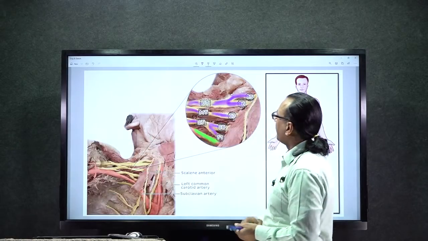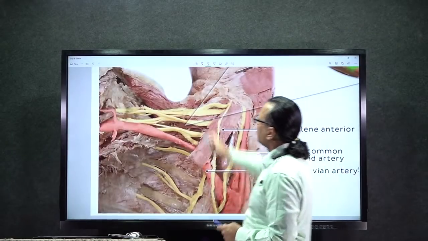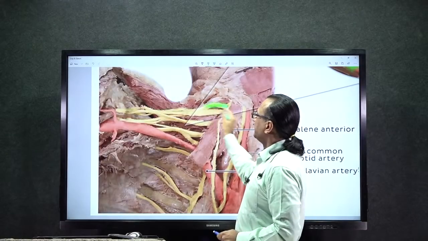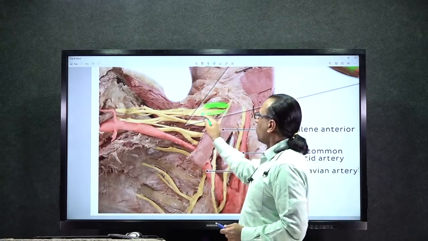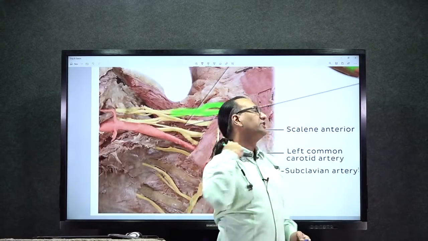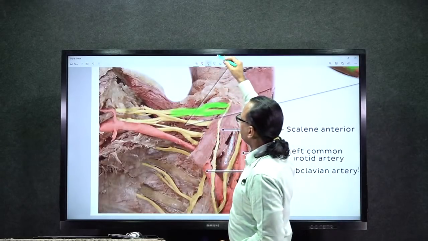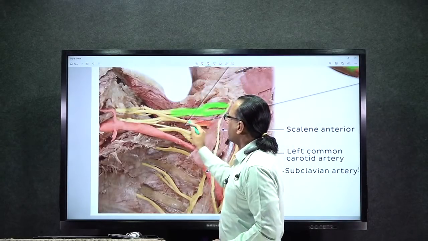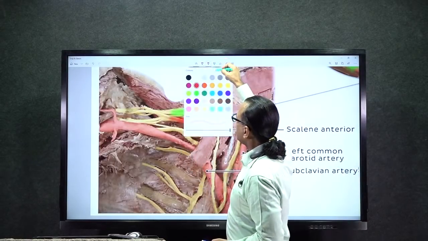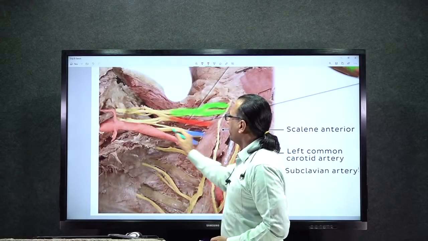Let me magnify this area a little bit now and tell you again the details. We were talking about the root of C5 and the root of C6. What are they together forming? The upper trunk of the brachial plexus in the neck region, the posterior triangle of the neck. And then what about C7? As you see, C7 will continue as the middle trunk of the brachial plexus, and C8 T1 join to form the lower trunk of the brachial plexus.